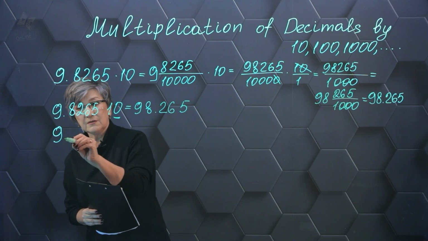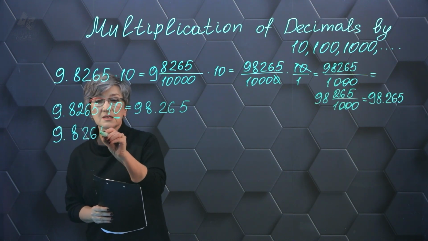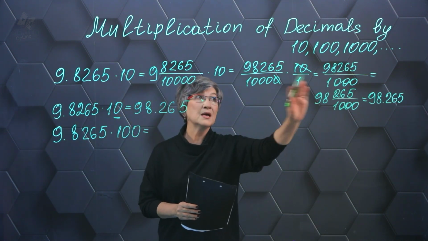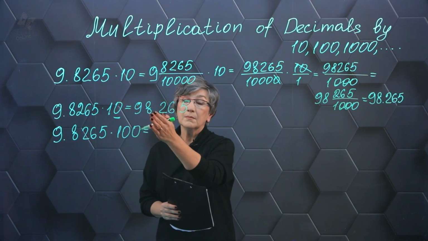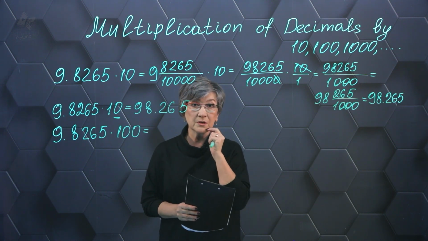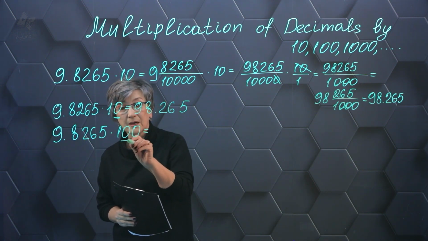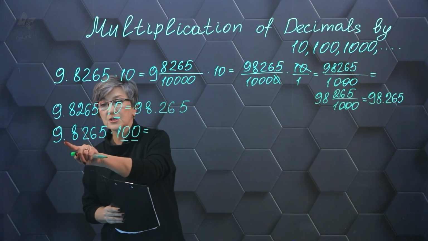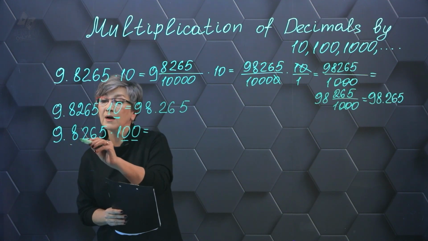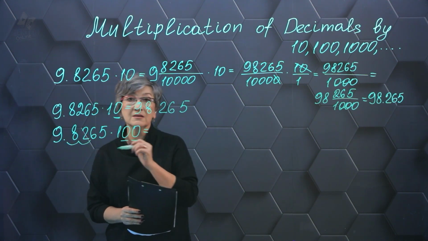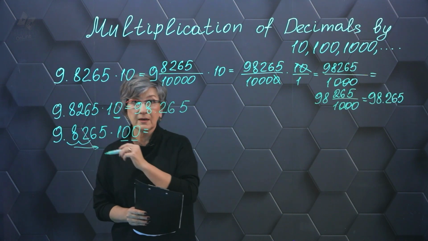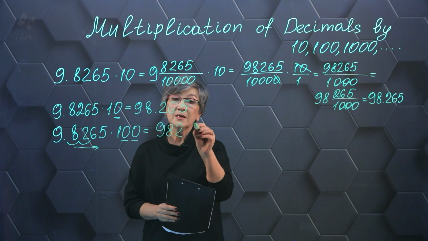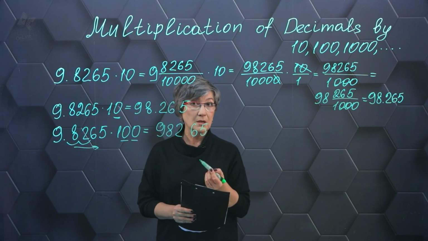The same number, 9.8265, I now want to multiply by 100. Let's not apply this algorithm, but let's do the math using the rule that we've been looking at. So what am I paying attention to? In my multiplier 100 there are two zeros, that is, I must move my point two digits, 1, 2, two digits to the right, and the result is 982 whole 65 hundredths, and that would be the correct answer.